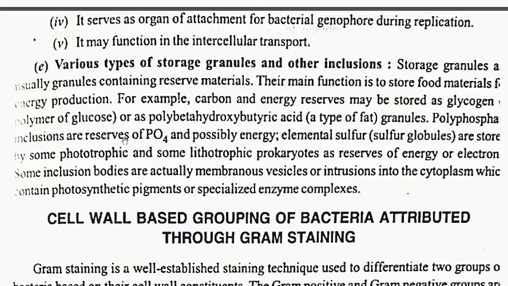Then elemental sulfur globules are stored by some phototrophic and some lithotrophic prokaryotes, as a reserve of energy or electrons. Now these inclusion bodies are actually membranous vesicles or intrusions into the cytoplasm, which contain photosynthetic pigments or specialized enzyme complexes.